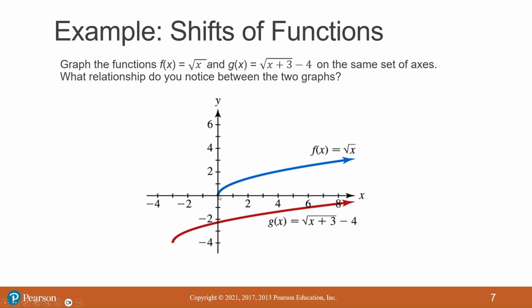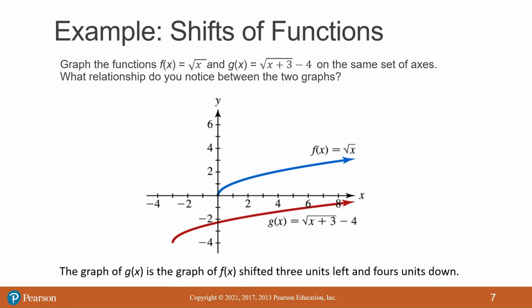So if we count it here, we can see that we're shifting down 4 units. 1, 2, 3, 4. And we're shifting to the left 3. 1, 2, 3. And that's how we get from the blue graph to the red graph. So the graph of g of x is the graph of f of x shifted 3 units left and 4 units down.